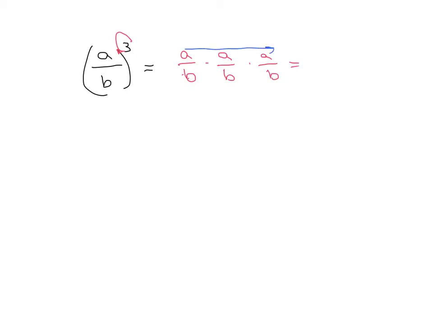So again, we're going to look at why this happens. So we have a over b to the, let's call it third. So what's happening is that this power is raising to the power of 3 exactly what's next to it, which is the whole parentheses. So it's everything inside the parentheses, a over b, times itself 3 times. And because when you do fraction multiplication, you just simply do the numerators times each other, you get a to the third, and you do the denominators times each other, you get b to the third. So that's why it happens.